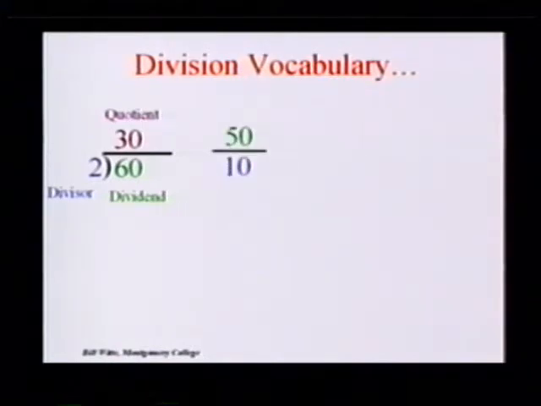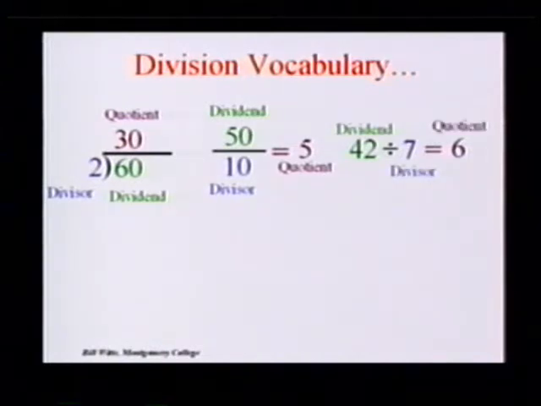Can it look any different? Absolutely. A fraction basically is a division problem. Here, 50 is the dividend. He's getting divided. 10's doing it, the divisor. And 5's the quotient, the answer. Of course, remember your old buddy, regular old division, where in this case 42 is the dividend, 7's the divisor, and 6 is the quotient.